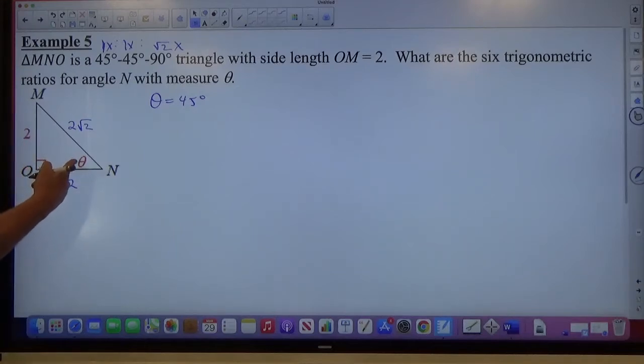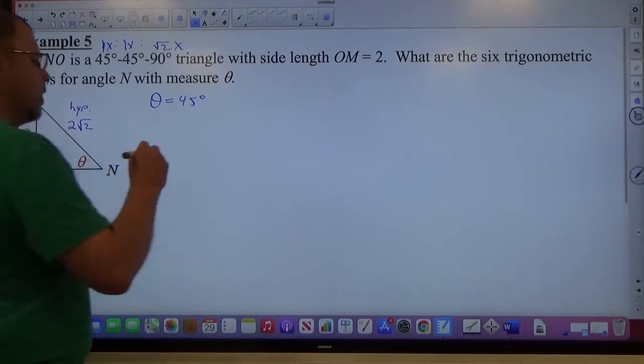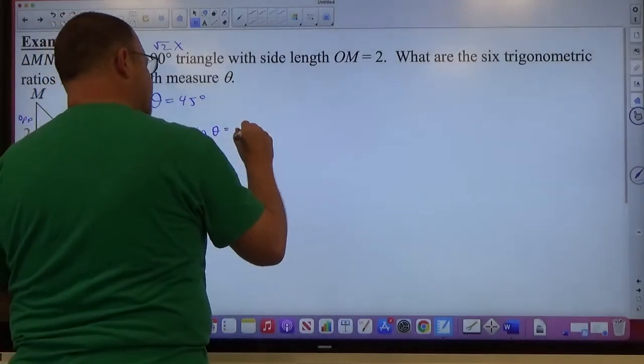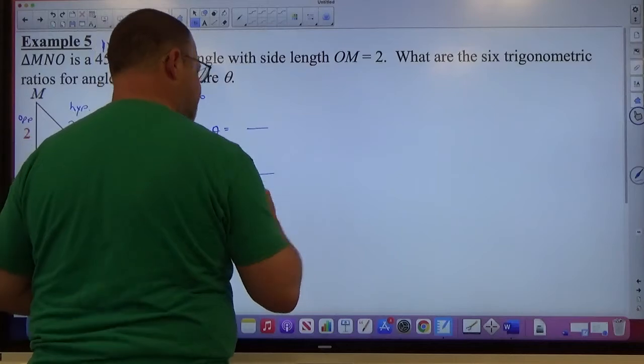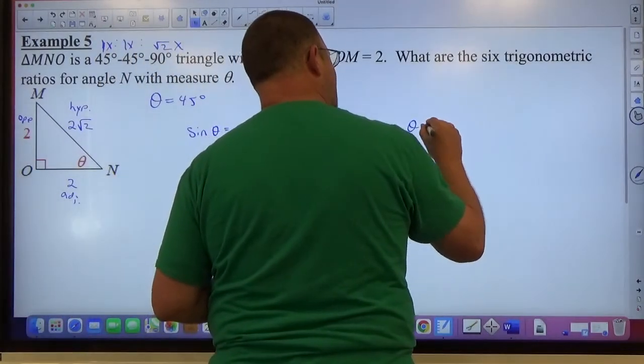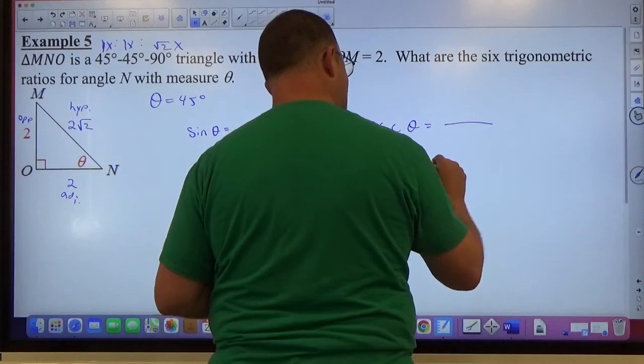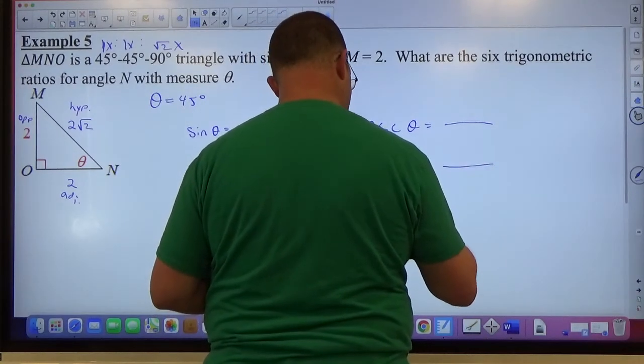I'm dealing with angle theta down here, so I need to identify the opposite side. The opposite side to angle N is side OM, which is 2. Hypotenuse is opposite angle O. The right angle is at O, so the hypotenuse is MN, which is over here. And the adjacent would be the other side, which is 2. And this is just like day 1 was. We want the sine, cosine, and tangent of theta. So sine of theta equals a fraction. Cosine of theta equals a fraction. Tangent of theta equals a fraction. Cosecant of theta equals a fraction. Secant of theta equals a fraction. And cotangent of theta equals a fraction.